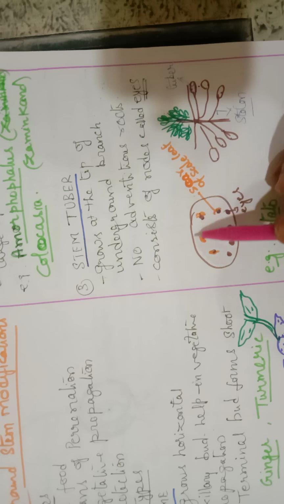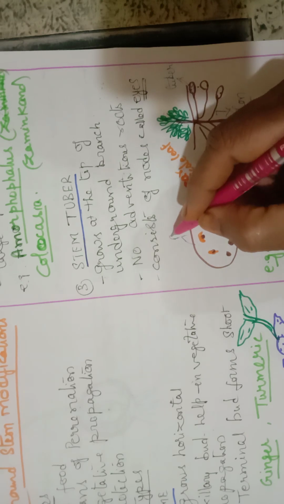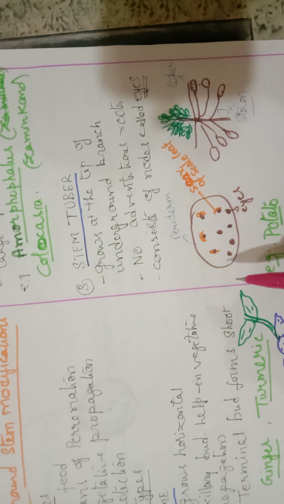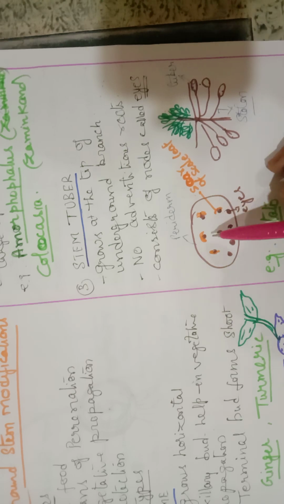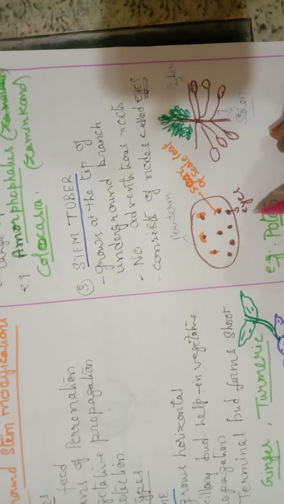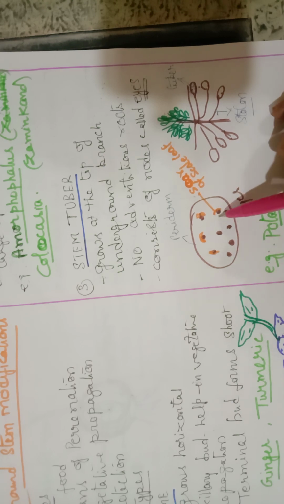Now each tuber, if we observe, is covered by an outer dead layer. This outer dead covering of a tuber is called periderm, which is impervious to water. That is, it does not allow any water to pass through, and it has nodes. Each node is referred to as an eye. Eye represents a node, and a node also will have a scar of scale leaf. Scar means a small mark of the scale leaf. So these eyes, which contain axillary buds, also help in vegetative propagation.